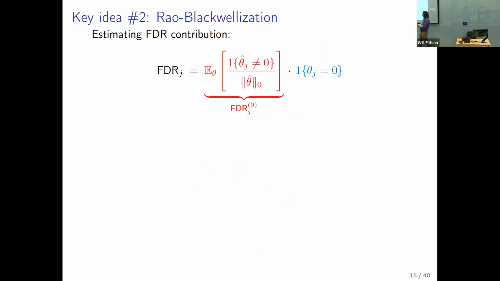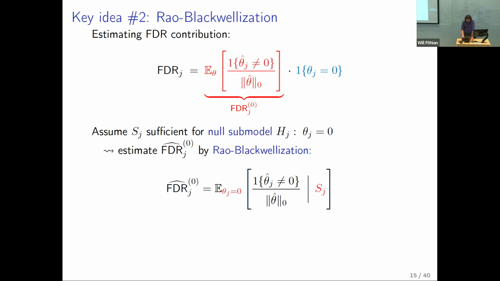Idea number two is how are we going to estimate each term? The way we estimate the false discovery rate contribution for each term is, again, we assume that we have some sufficient statistic for the null submodel. We condition on it, and then we estimate this expectation by Rao-Blackwellization. We can get an unbiased estimator for this red term by conditioning on a sufficient statistic for the null, and then just calculating its conditional expectation.